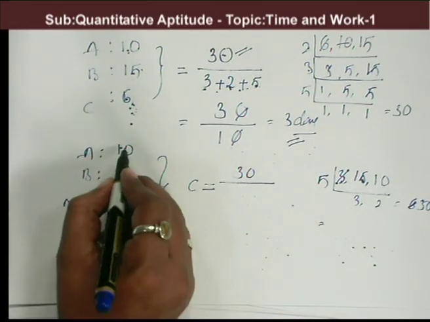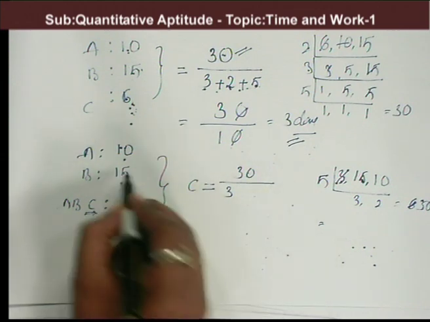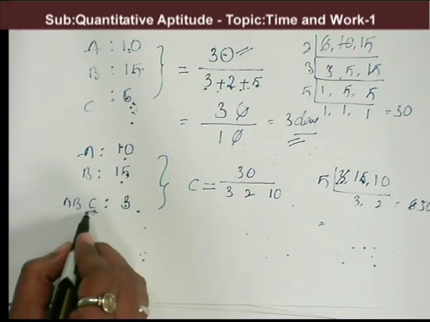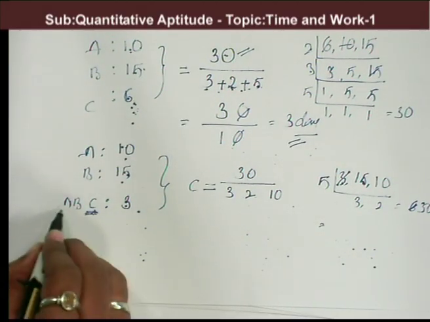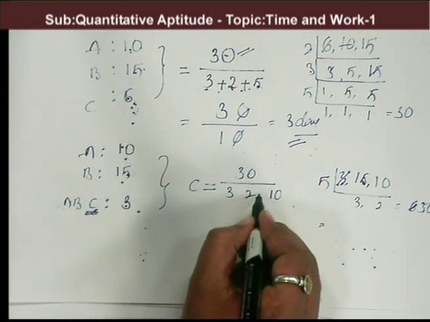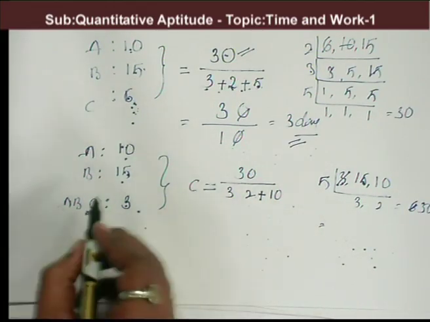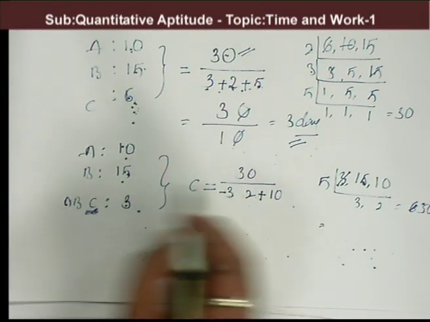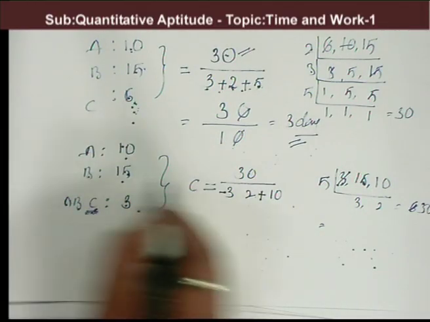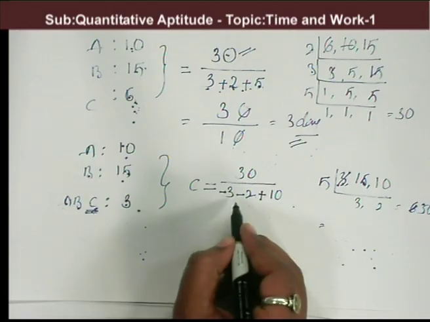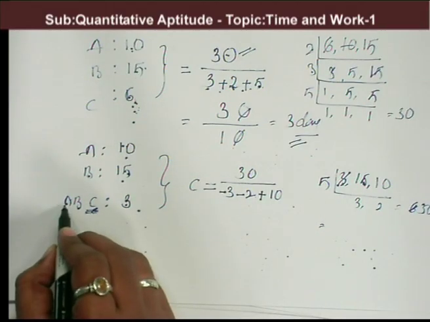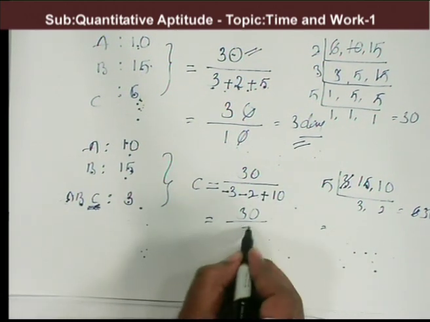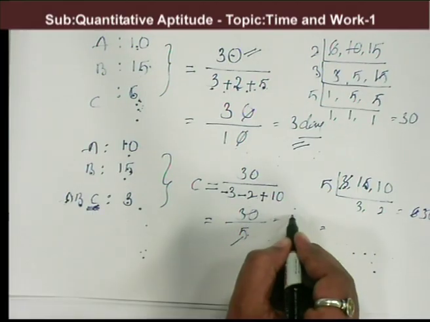Now, 30 by 10 is 3, 30 by 15 is 2, 30 by 3 is 10. Now, we want the C value. In ABC, the C is positive. We do not need the A, the first value, so the first value is negative. B is the second value, so the second value will be negative. We need only C. So remove A and B together: 30 by 10 minus 5, that is 5, 30 by 5 is 6.